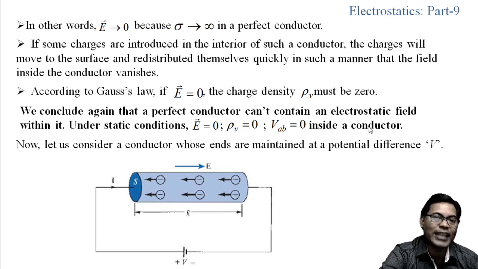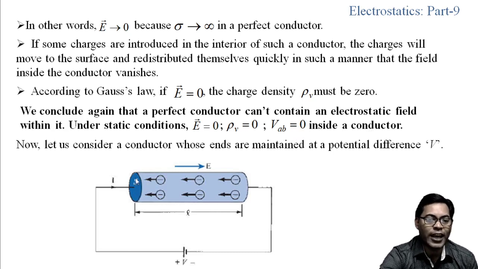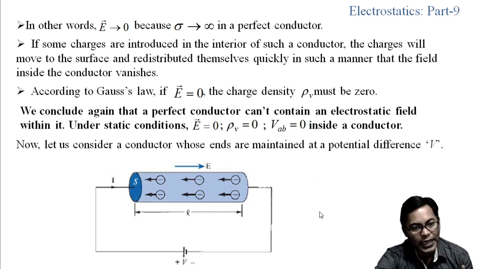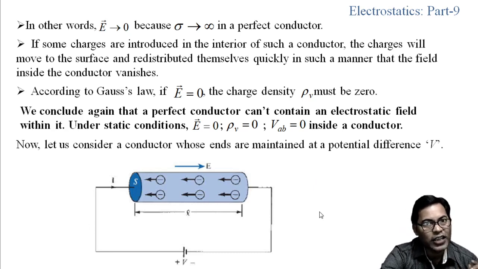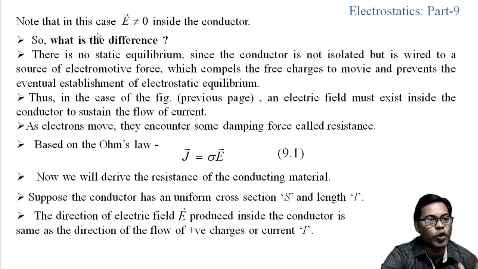Now let us take another condition. In this condition, we have considered a conductor whose ends are maintained at a potential difference V. That means a battery or a source of EMF is connected across this conductor. So in this case, the electrostatic field inside the conductor will not be 0. Now the question is why? Here you note that in this case E is not equal to 0 inside the conductor. Now what is the difference?